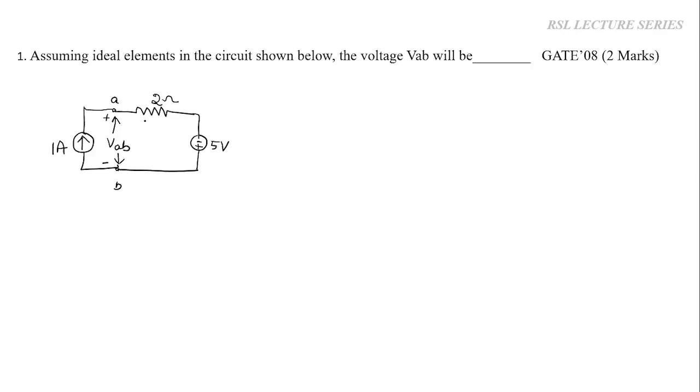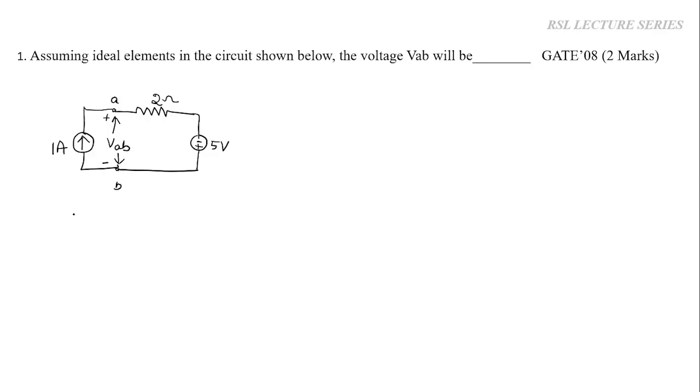If you see here, this is a voltage source in series with a resistor. This voltage source in series with a resistor can be converted into a current source in parallel with the same resistor. While writing KCL, it is always advisable to convert a voltage source in series with a resistor into a current source in parallel with the same value of the resistor. So first we will convert this voltage source into a current source.